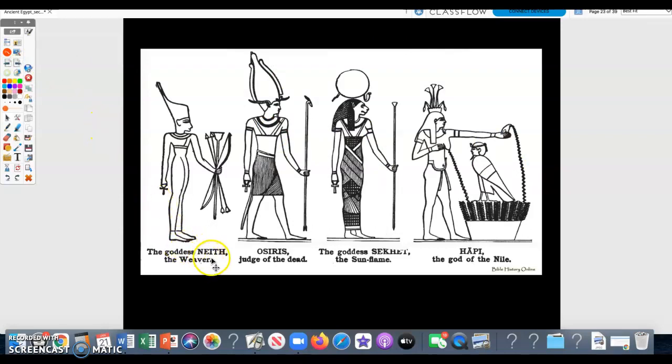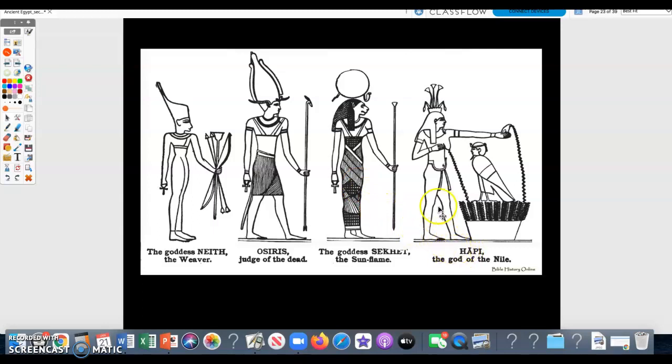Neith is a goddess. She is a weaver. So if you think about weaving, you would use weaving cloth to make blankets or clothing. And she looks like she's holding some, I don't know if these are weaving tools, but it also looks like a bow and arrow. She's also holding an ankh. Osiris is the judge of the dead, or god of the dead. And he also has a very tall headdress. Sekhet, which I believe is Ra's mother, is the sun flame, and she also has a sun with a snake wrapped around the sun on her head. She has the head of a lion and the body of a human.